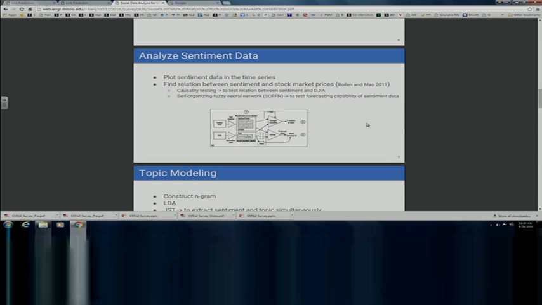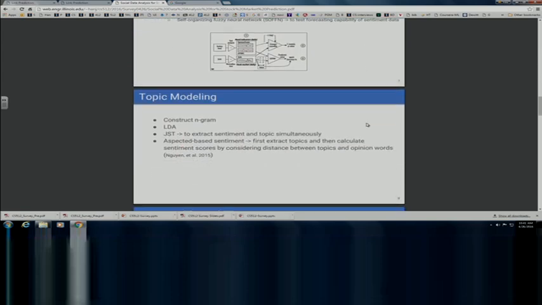In one paper, they test the sentiment information they extracted using the software, to check whether this feature is effective for constructing the model or not. They use Granger causality testing to test the relation between the sentiment information and the Dow Jones index. They also use a self-organizing fuzzy neural network to test the forecasting capability of the sentiment data.